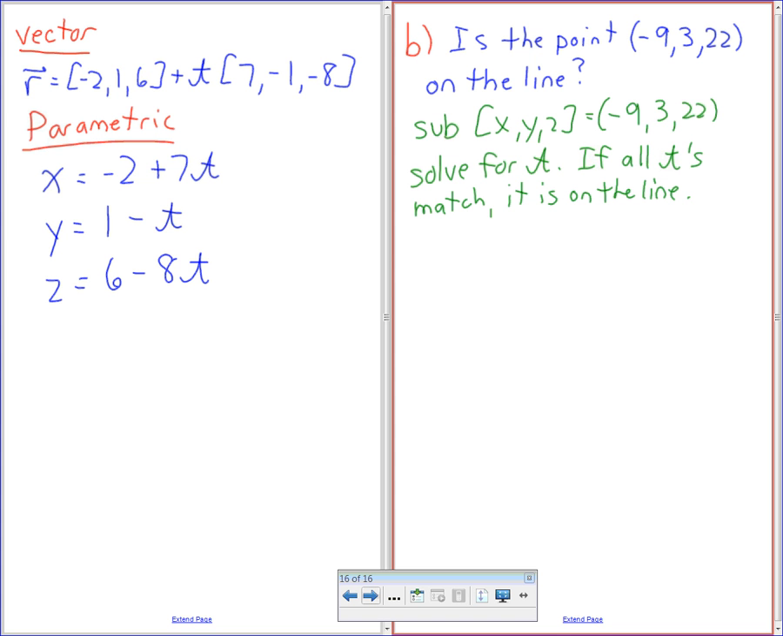Okay, can somebody be brave and set me up with 3 equations? So with 1 equation. 2 equations? 3 equations. Great. Okay, so the first equation is going to be with x's. I'll do that as -9 equals -2 plus 7t. Second equation is going to be what? Somebody else, please. Second equation. Be brave. Play along, please. 3 equals 1 - t. Thank you. Okay, can I get a third volunteer to be brave? Go ahead. 22 equals 6 minus 8t.